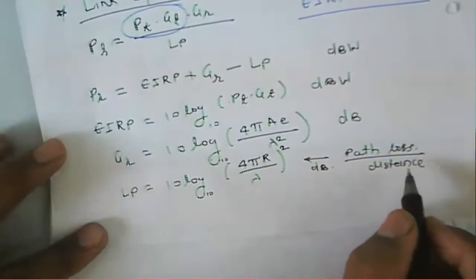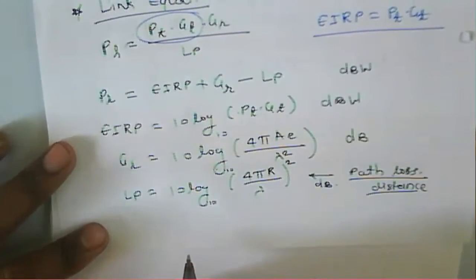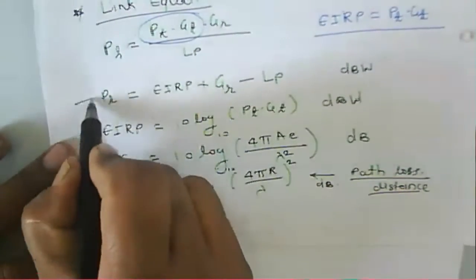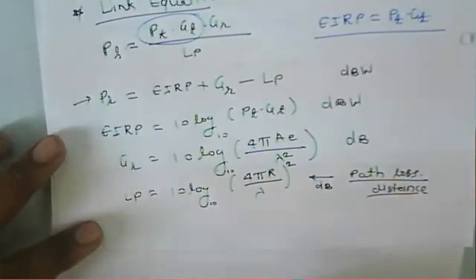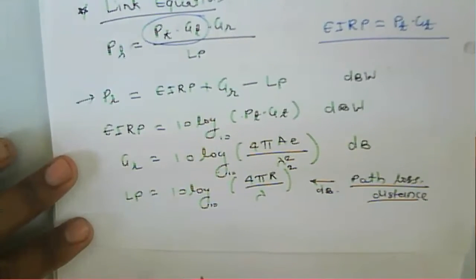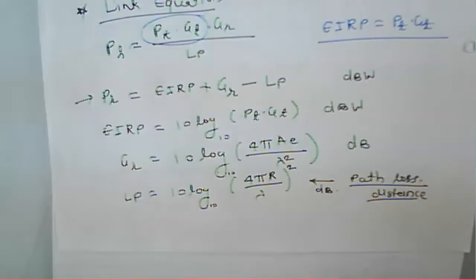Again, this depends on the free space loss, and all these equations we obtained give the received power under ideal conditions. But in practice, that equation is not true because we need to add some additional terms here.